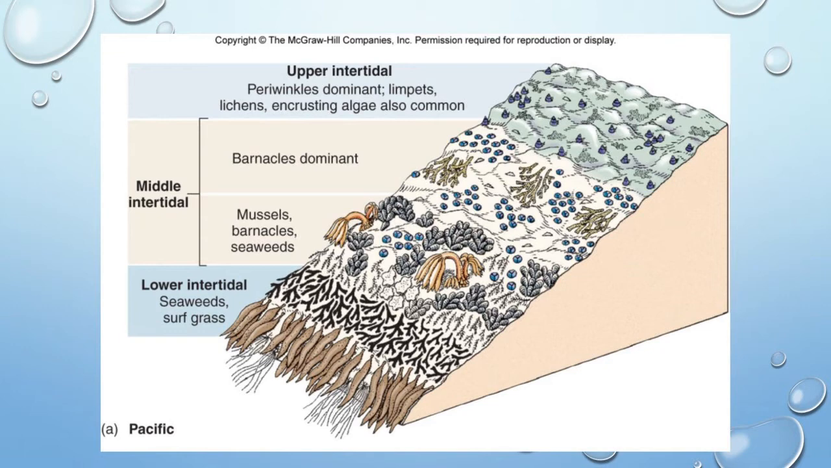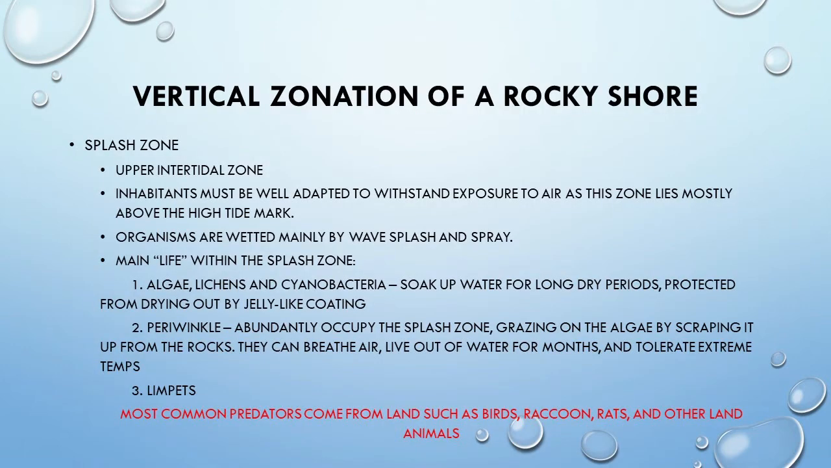The upper intertidal is where the periwinkles are dominant, with limpets, lichens, and encrusting algae also common. In the middle intertidal are the barnacles, the mussels, and the seaweeds. In the lower intertidal are the seaweeds and the surf grass. Splash zone, also known as the upper intertidal zone. Inhabitants must be well adapted to withstand exposure to air, as this zone lies mostly above the high tide mark. Organisms are wetted mainly by wave splash and spray.